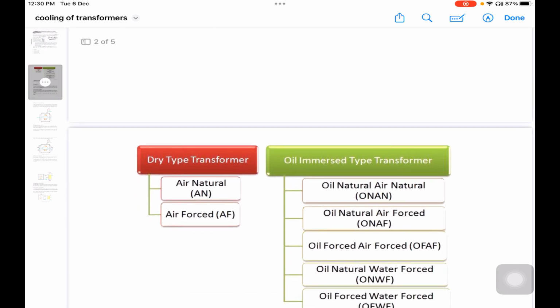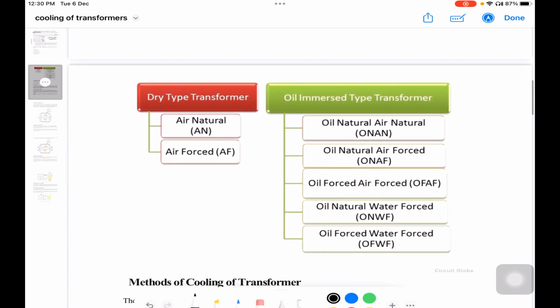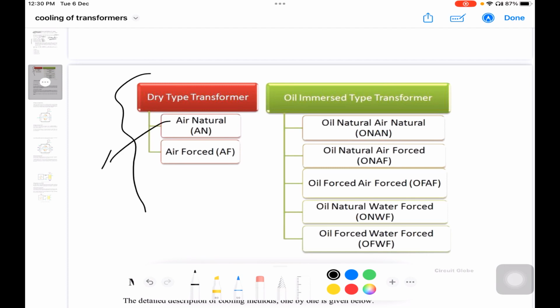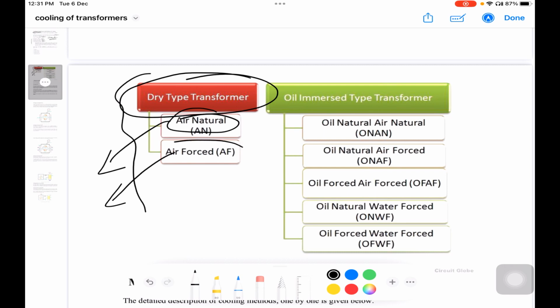When we take dry type transformer, under dry type transformer we have air natural and air forced. Here we are not immersing within the oil. That's why we call it a dry type transformer. Air is forced from the outside. There is no oil here. That's why it is called dry type.